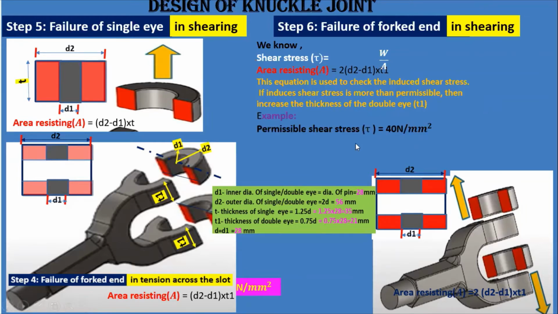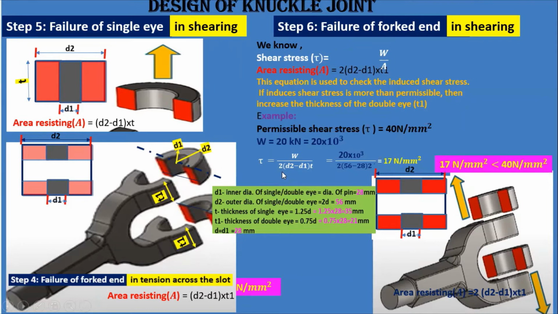Now permissible shear stress is equal to 40 Newton per square millimeter. This is given to you, and load is also given. And then we have the formula that shear stress is load upon area. So we put 2 into D2 minus D1 into T. You can see, students, when I substitute the values, D2 is 56, then D1 is 28, and thickness is 21. This thickness is 21, multiplied by 2. That is the formula we have used.